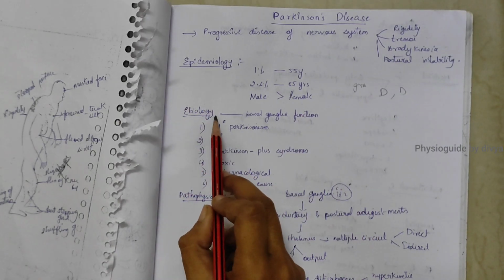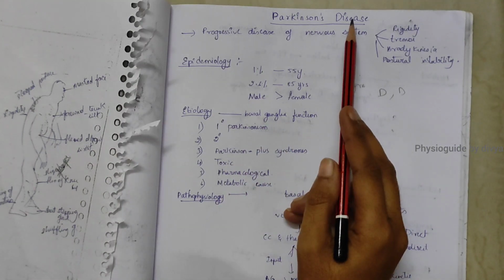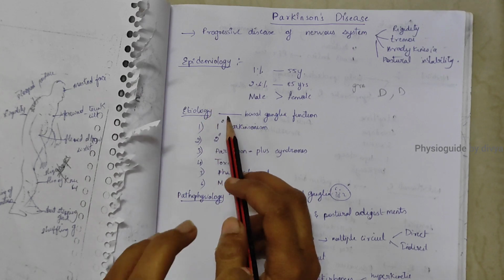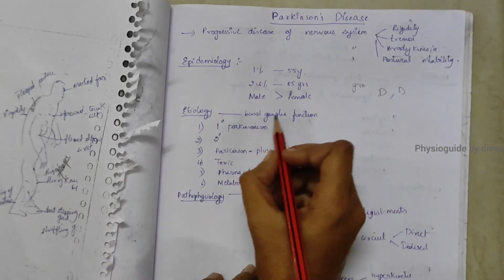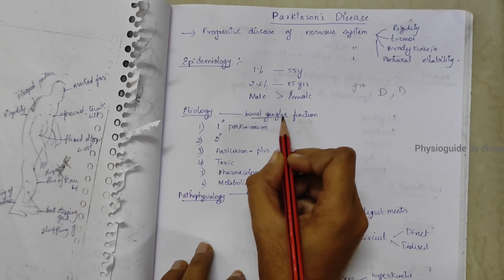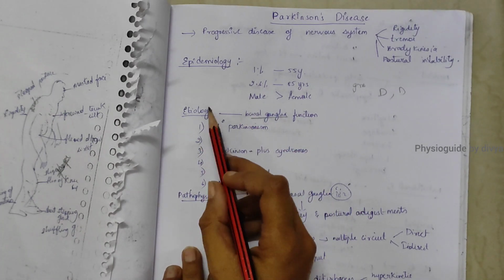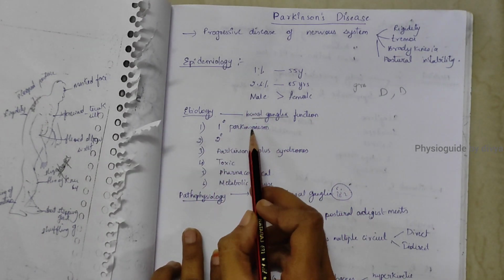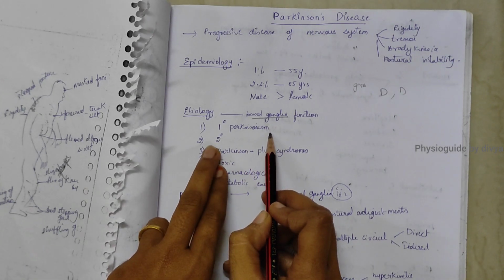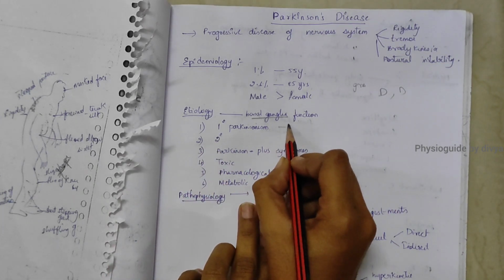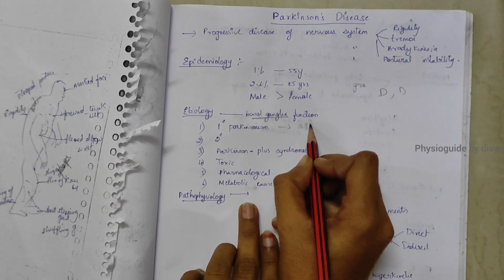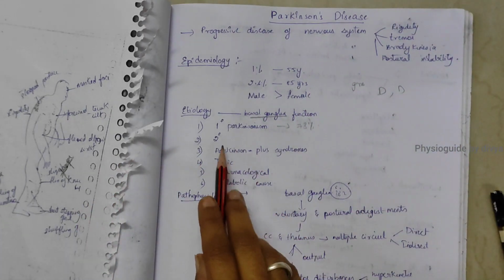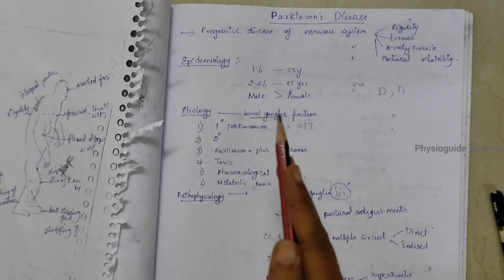Next, etiology, meaning the origin, where Parkinson disease starts. The term Parkinson's disease is used to refer to a group of disorders that produce abnormalities in the basal ganglia. In etiology, it is divided into 6 types. First one, primary Parkinson. This is most common and affects 78% of the patients, and the cause is unknown. Now secondary Parkinson.